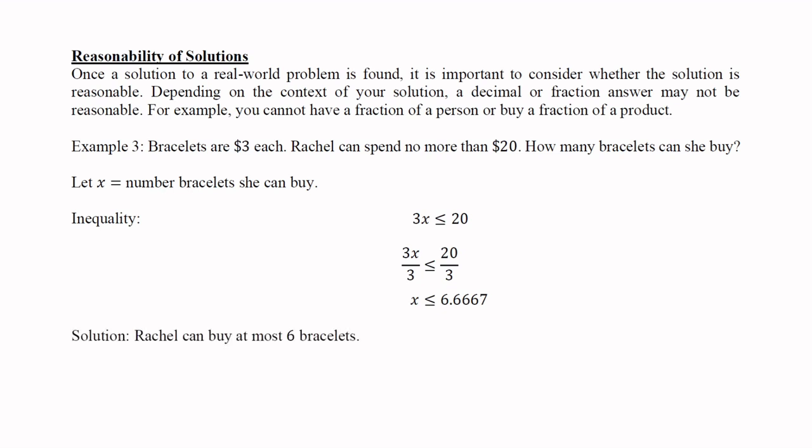So therefore, Rachel can buy at most 6 bracelets. We have to round that down because she doesn't have enough money to buy 7. So she can buy 6, but she can't buy 7. So at most, she can buy 6.